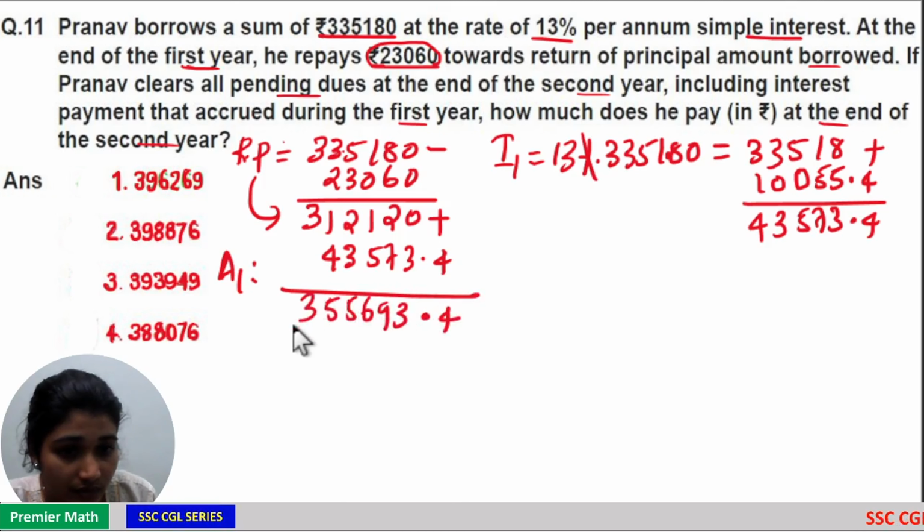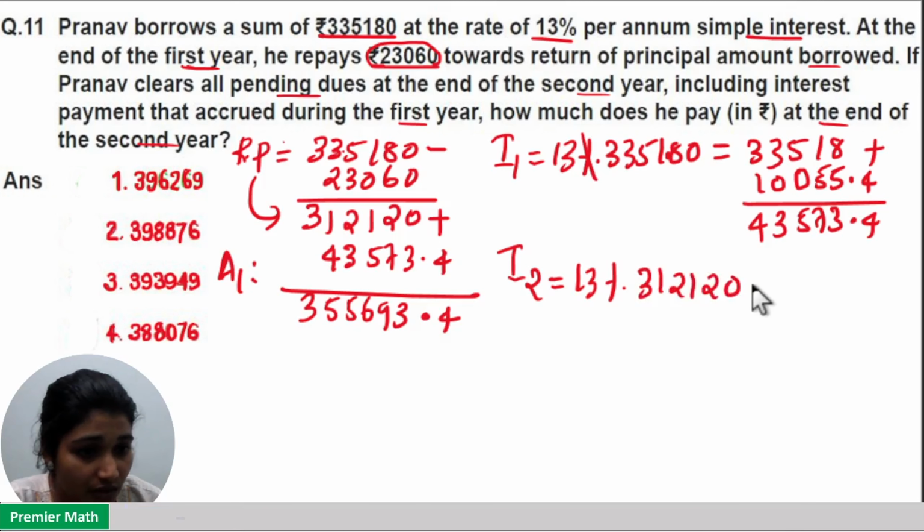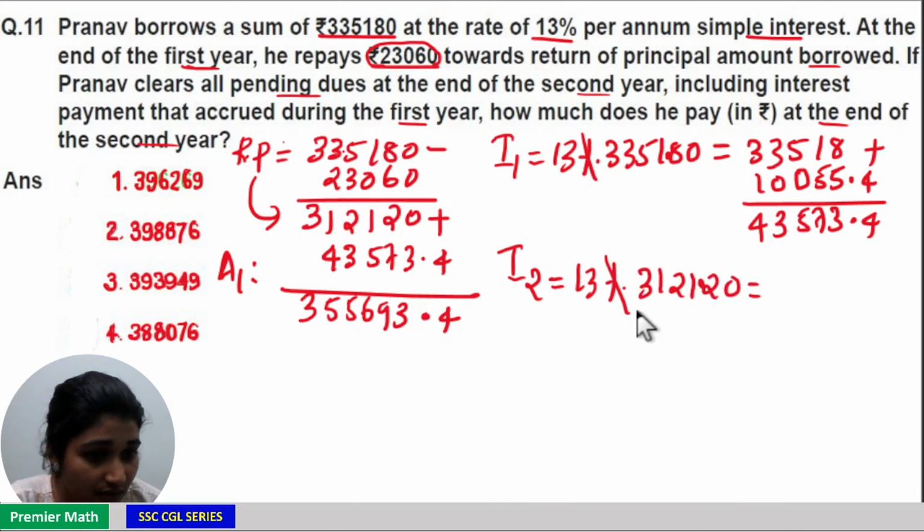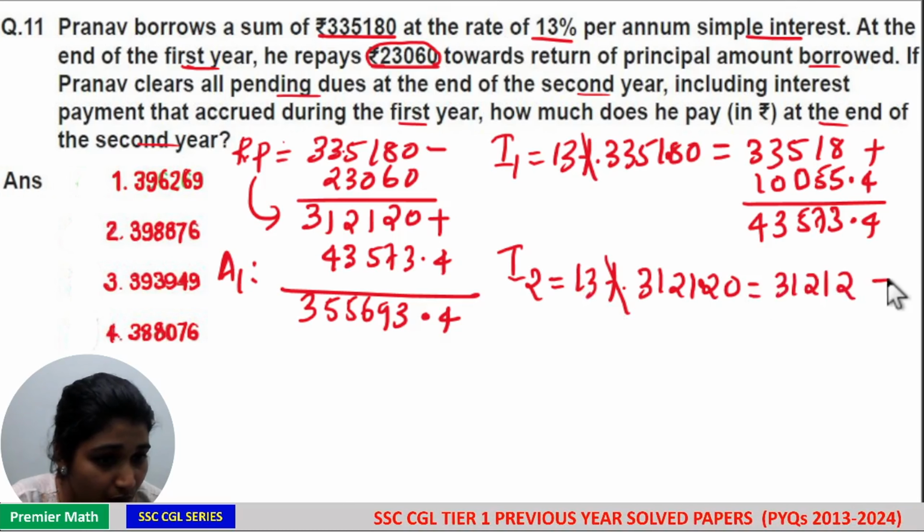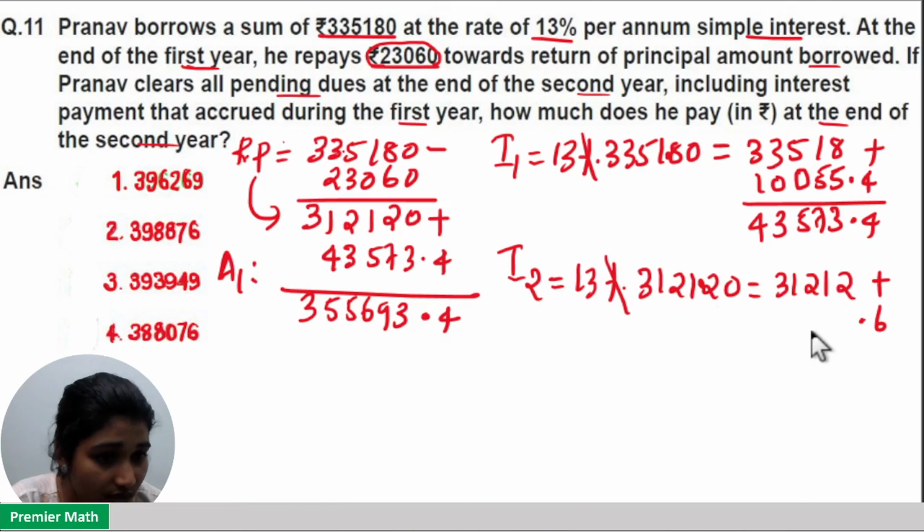Now interest for second year is equal to 13% of the remaining principal. So 13% of 312120. This is equal to percentage and double zero cancel. So 13 into this one means 31212 plus 3 into 0.2 is 0.6. 3 ones are 3, 3 twos are 6, 3 ones are 3 and 3 threes are 9. Now add this.